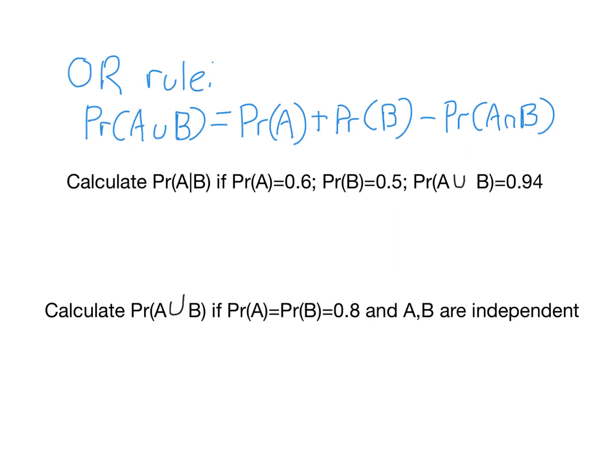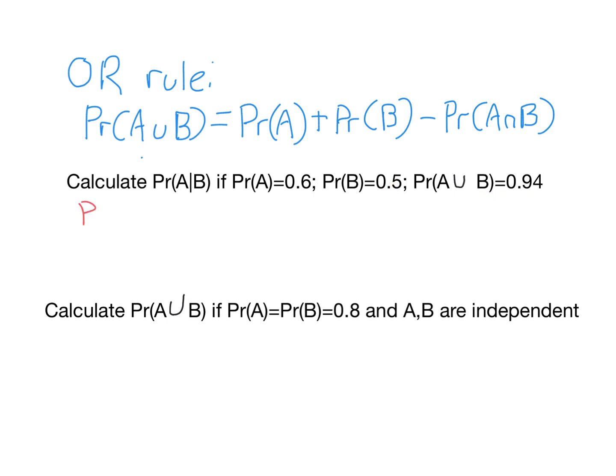All right, let's look at one more question. So the OR rule tells us probability of A or B equals the sum of their probabilities minus the probability of both. So this is where A and B are not mutually exclusive. They can both happen. So let's use the OR rule to solve these problems. So we're going to calculate probability of A given B. If probability of A is 0.6, B is 0.5, and probability of A or B is 0.94.